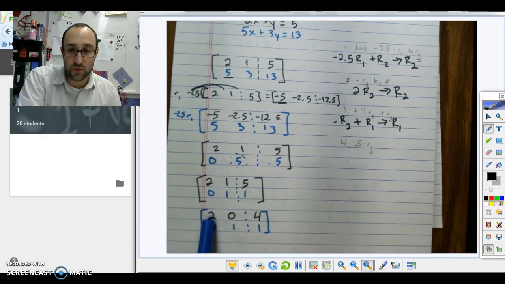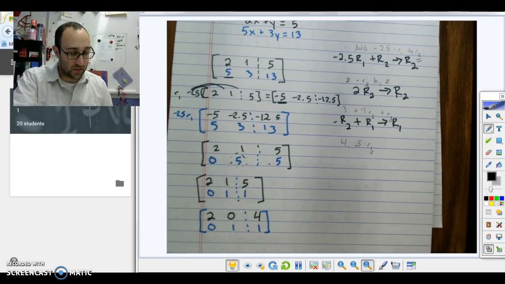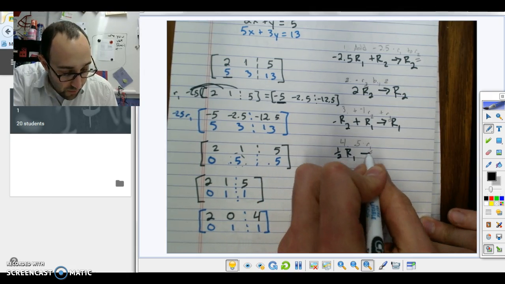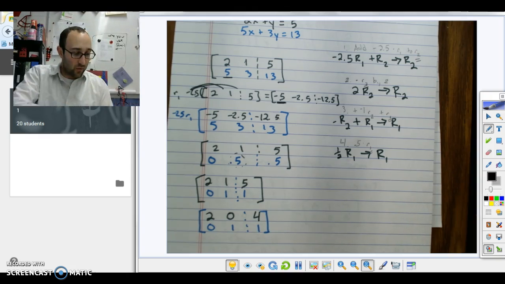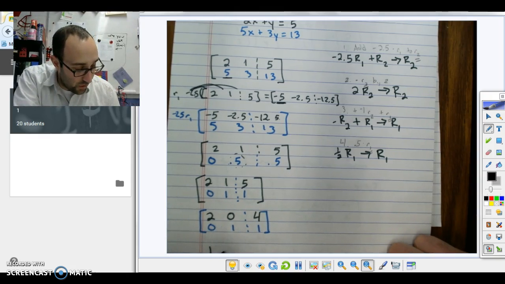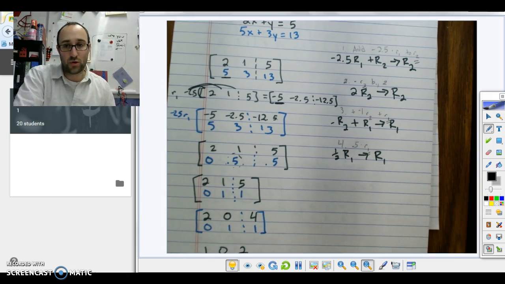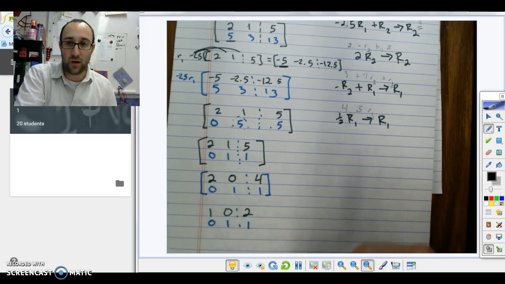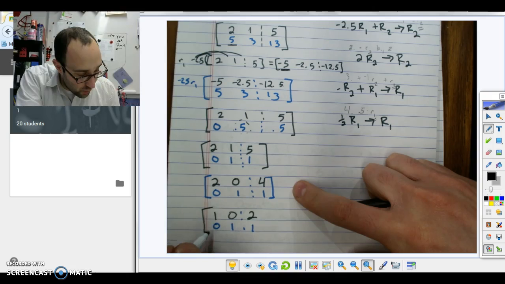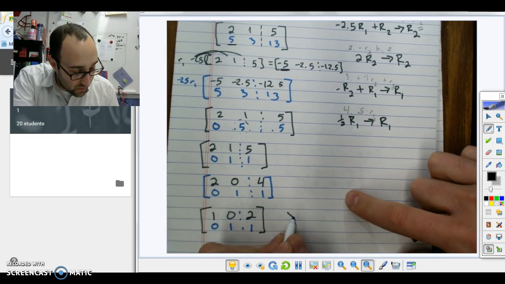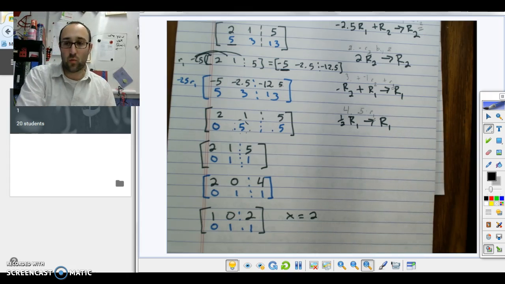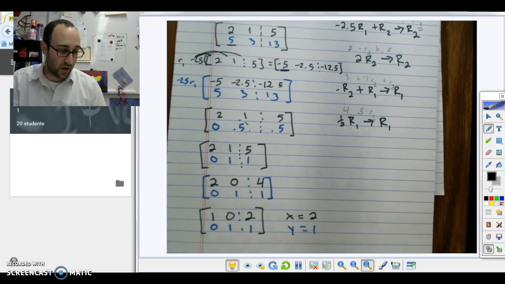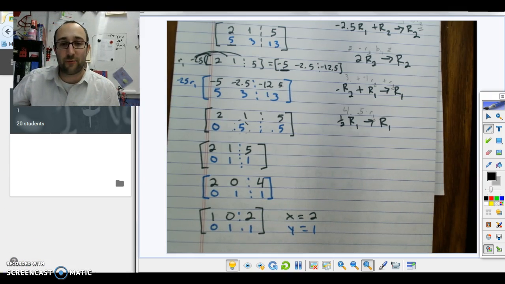Now it's really close to reduced row echelon form, except this is a 2. The last thing is 0.5 times R1, or 1/2 of R1, and I'm going to put that in the R1 spot. I don't have to do anything with R2. Divide this by 2, and I should get 1, 0, 2, and then row 2 should be 0, 1, 1. And that is our reduced row echelon form. That means 1x equals 2 and 1y equals 1. So that would be our solution matrix. Okay, so that is reduced row echelon form. Good luck.